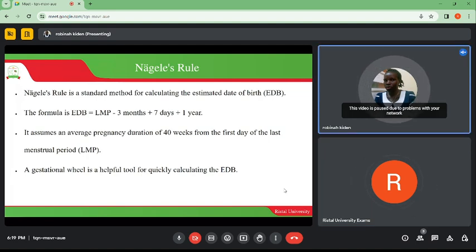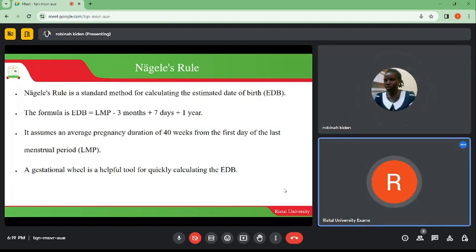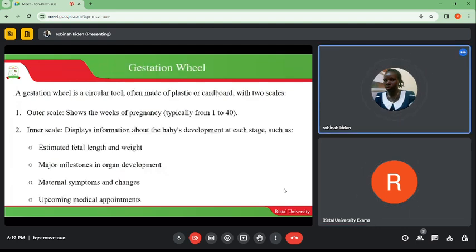So a gestation wheel is helpful. It will help us so much to save time as far as calculation of the EDD is concerned. So let us look at the gestation wheel. A gestation wheel is a circular tool, often made of plastic or cardboard, with two scales. It has the outer scale which shows the weeks of pregnancy, typically from week 1 to 40. Then we have the inner scale which displays information about the baby's development at each stage.